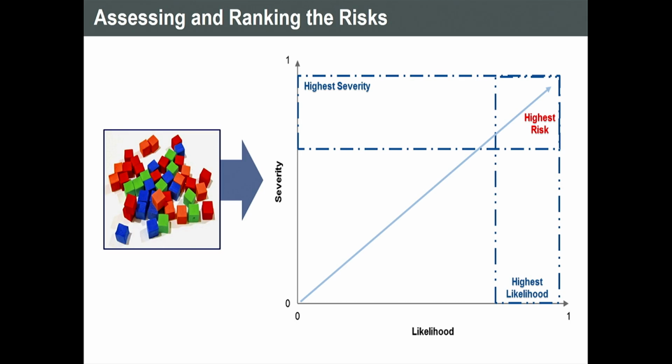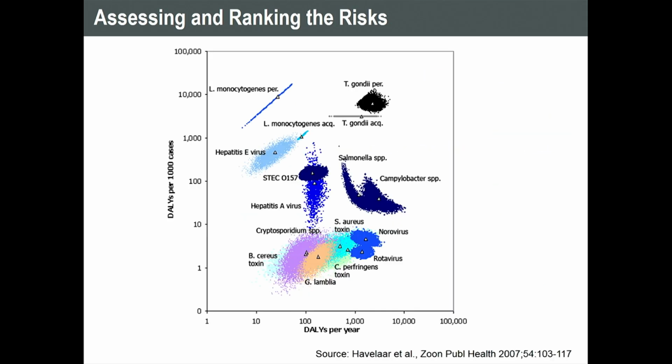So for example, if you look in the US, STEC does not happen a lot, but when it does happen, it's really, really bad. And that's why it gets prioritized over other pathogens like norovirus. So you can see here, highest likelihood of risk, highest severity. And here is a graphic that I like to show from the Netherlands, where they've done this. And the little triangles are the point estimates. These circles, dots around it represent the uncertainty around that estimate. And for me, this is a much more meaningful graphic than any number of tables could possibly be. But this is the point of a risk-based system.